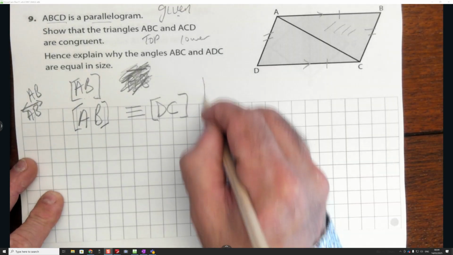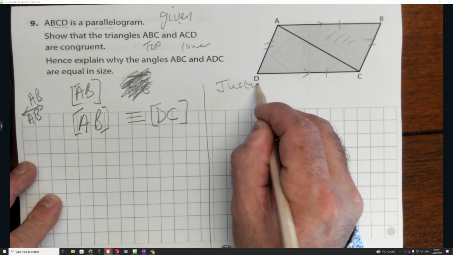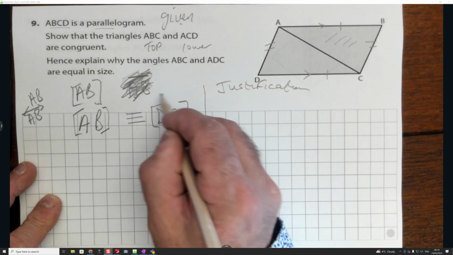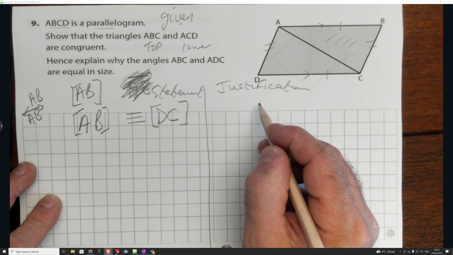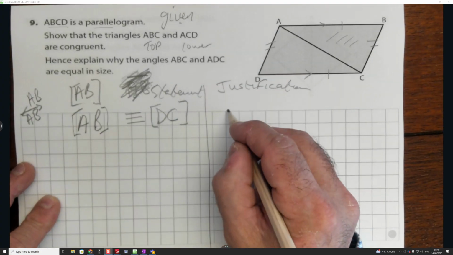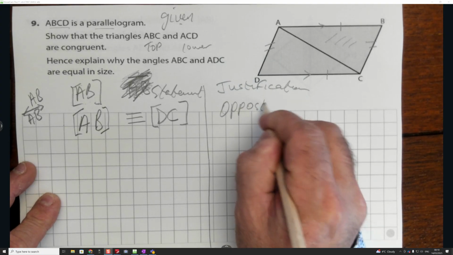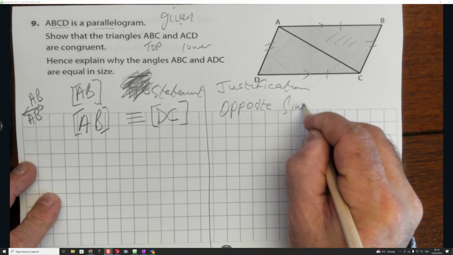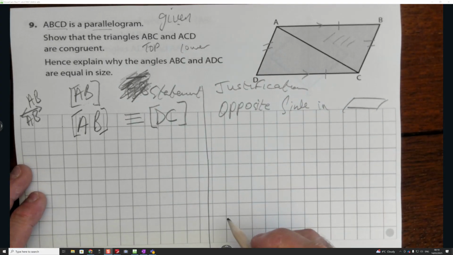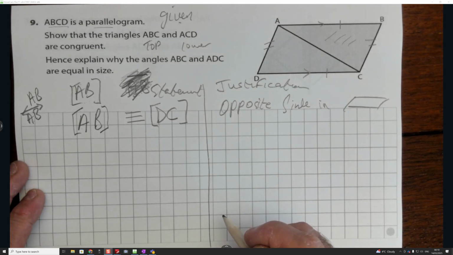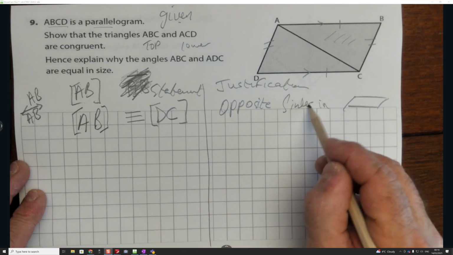So this time my justification, my two columns, I'm drawing a line down the middle. My justification, and these are my statements. So my justification is, what are we saying here? Parallelogram property, or opposite sides in a parallelogram. Okay, parallelogram's a long word. Don't really want to write it out, but we'll do the shape first. Okay, opposite sides in a parallelogram.